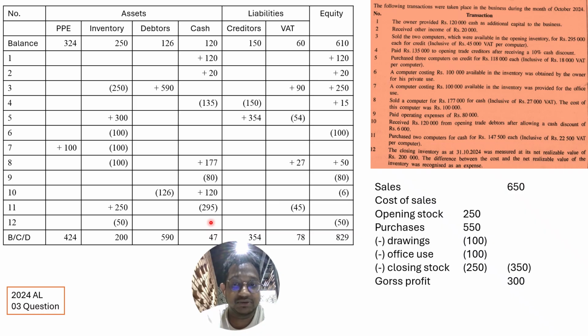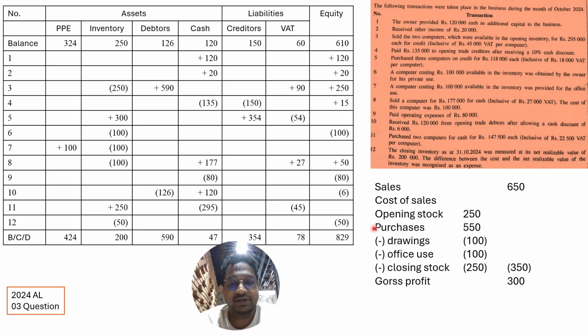12th one, the closing inventory as at closing date was measured at the net realisable value of 200,000, and the difference between the cost and NRV was recognized as an expense. So here, this is much interesting. When you are calculating up to this point, your value of the inventories is 250. But the NRV that they calculated is 200, so the closing balance should be 200. And the difference of cost and NRV is the stock written off. That is an expense. You should minus from inventory and from equity as well.